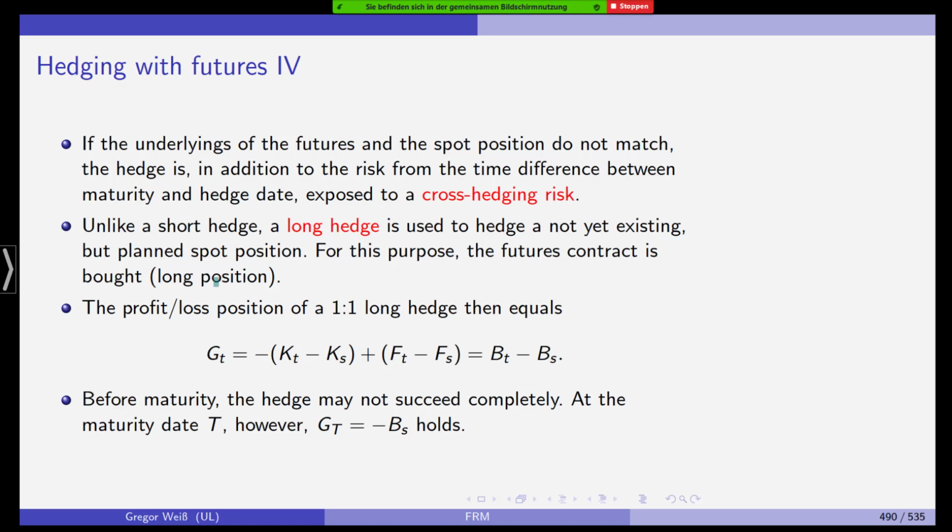And then for the 1-to-1 long hedge, the profit and loss function is given by, again, we are planning on doing this. So this is the future profit and loss of our future investment in the underlying. This is the long future. And it gives you exactly the opposite difference in the basis. So it's not BS minus BT, but it's BT minus BS. Again, before maturity, the hedge might not be perfect. And at maturity, capital T, we get minus BS as the profit or loss.